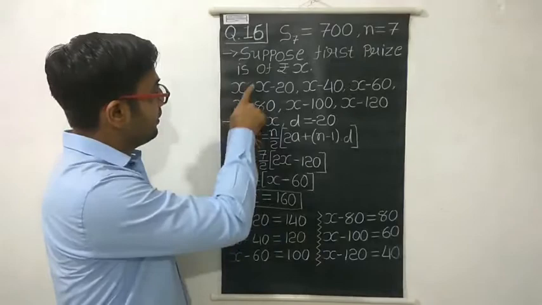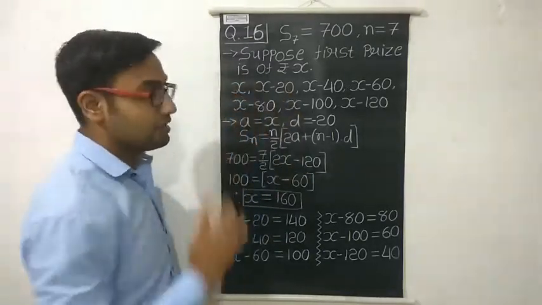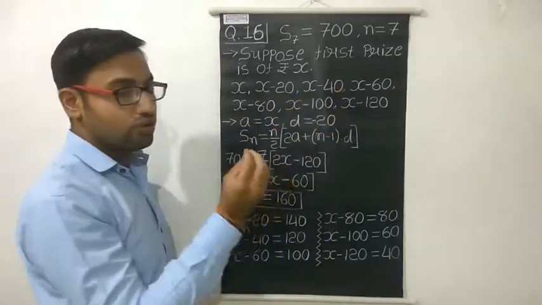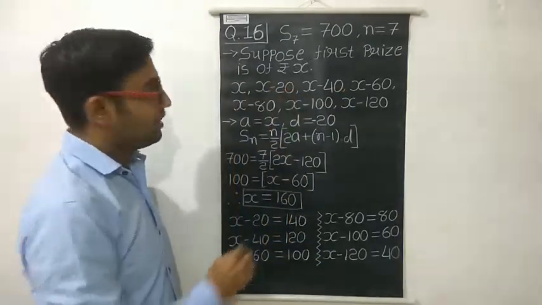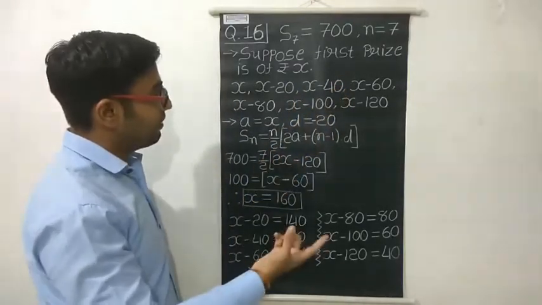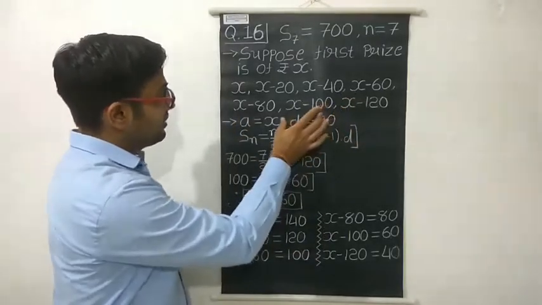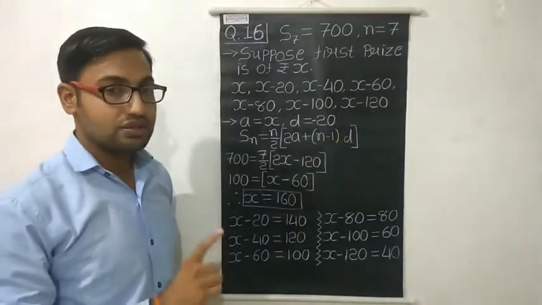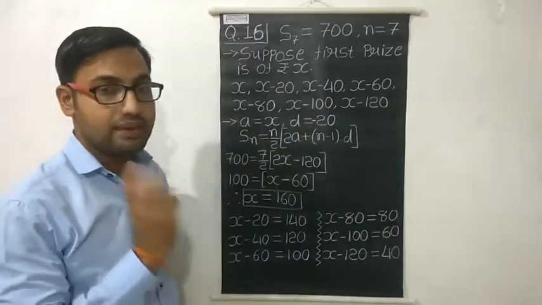So if the first student gets x rupees as a prize, the second student will get x minus 20. Again, the third student also gets 20 rupees less than the previous student, so the third student gets x minus 40. In the same way, the fourth will get x minus 60, the fifth x minus 80, the sixth x minus 100, and the seventh student will get x minus 120.